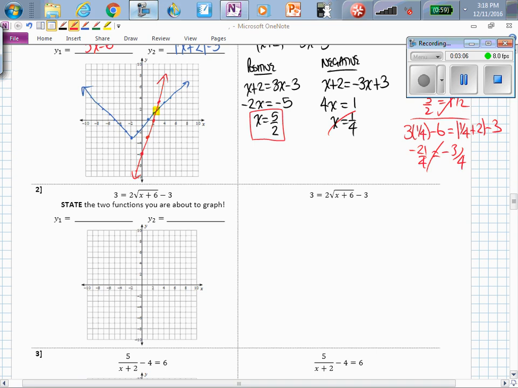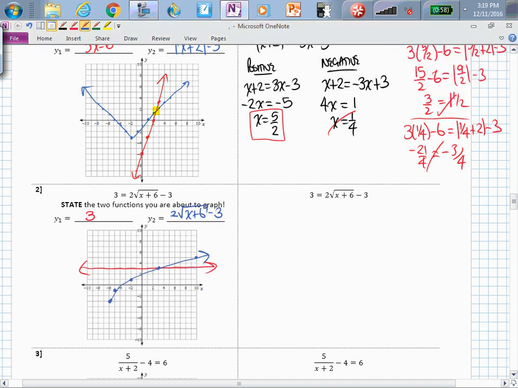Okay, next one. Alright, so I just went ahead and graphed this. I have to graph both sides. So y equals 3, y equals 2 times the square root of x plus 6, subtract 3. So it looks like the x value I care about is at x equals 3. So let's just solve this. Move this over. We have 2 times the square root of x plus 6 equals 6. Divide both sides by 2. Square both sides. x equals 3. That looks like it confirms with my graph. Again, this is the part we care about more than anything else.